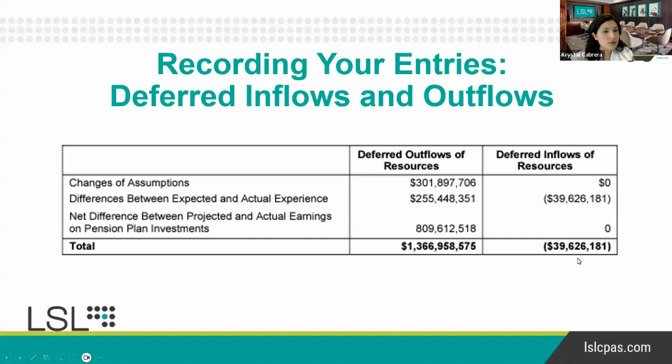Let's move forward. Like I mentioned, we also have these deferred inflows and outflows of contributions. If you have an agent multiple plan, those are going to be your numbers as they are. The one exception will be your deferred outflows of resources. Right here we have 1.3 million, but this is not including your deferred outflows for contributions. So you'll have to add that number in here and it will be slightly different than your actuarial report. Just keep that in mind when you're reviewing and making sure that we're including everything.